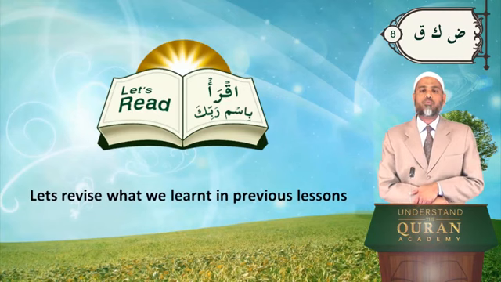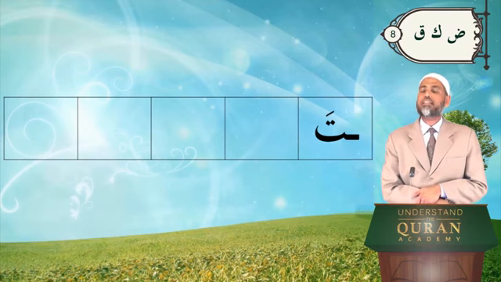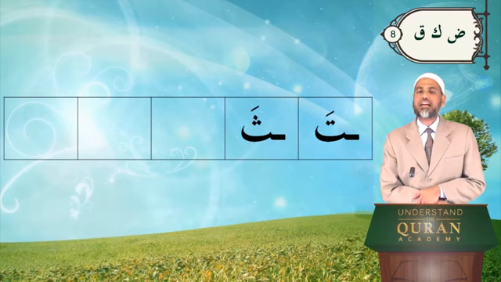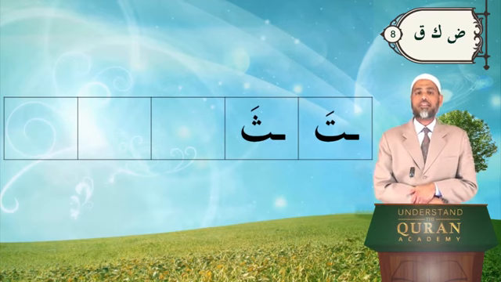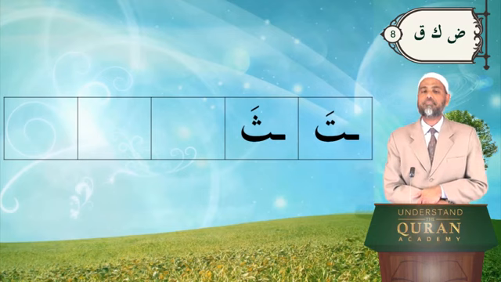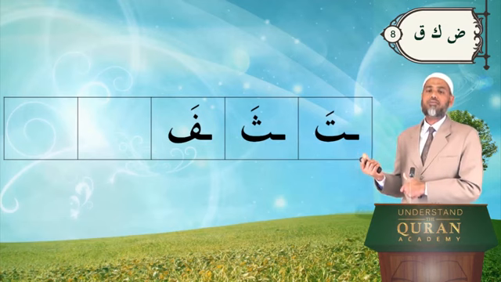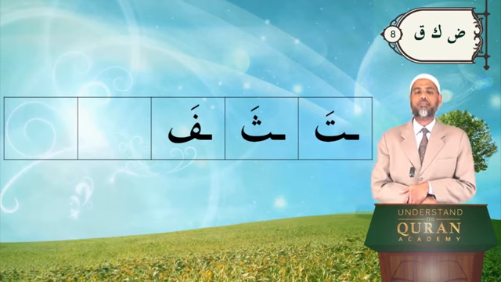Okay, let's revise what we have learned in previous lessons. Can you read with me? Ta, 2 dots on the top. Tha, 3 dots, thalatha, tamar. Remember that? Tha. Fa, folded finger with a flower or phone emitting the sound fa. Phone receiver.